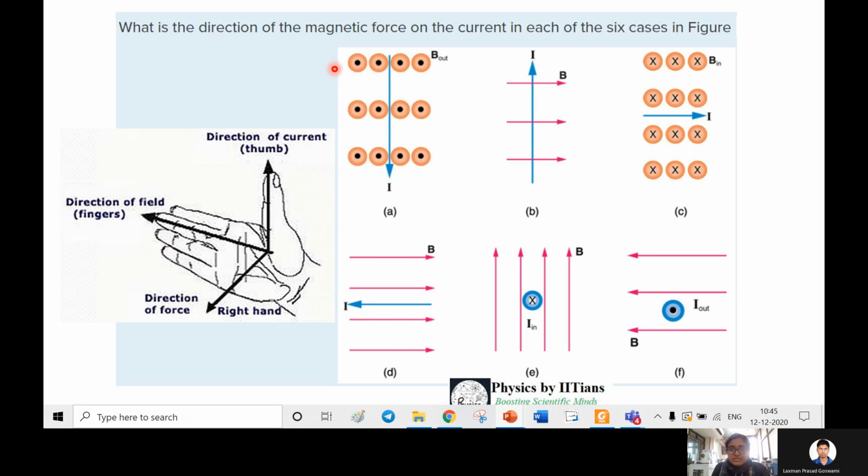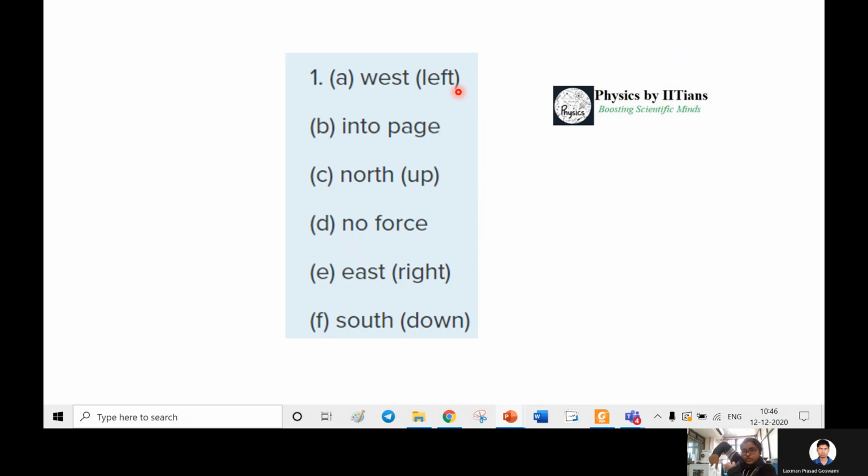In the first example, the magnetic field is out of the plane and the current is going downward. How do you represent it? Take your thumb pointing along the current, and the fingers pointing out of the plane, since the magnetic field is out of the plane. The force is then along the west. So the answer is that the force is to the left, or west.